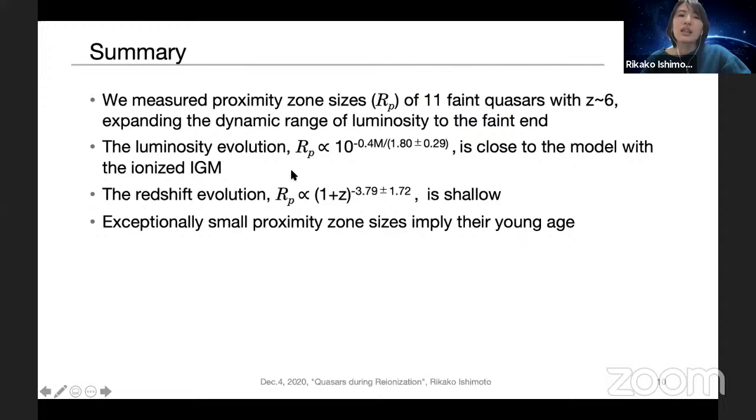So in summary, we measured the proximity zone sizes of 11 faint quasars at redshift 6, and we expanded the dynamic range of luminosity to the faint end. The obtained luminosity evolution is close to the model with the ionized IGM, suggesting that the surrounding IGM is mostly ionized at the epoch. And the redshift evolution is relatively shallow, implying that the proximity zone sizes are not sensitive to the neutral fraction of the universe. And there are some exceptionally small proximity zone sizes, implying their young quasar age. However, a larger sample and follow-up observation are needed for a clear conclusion.